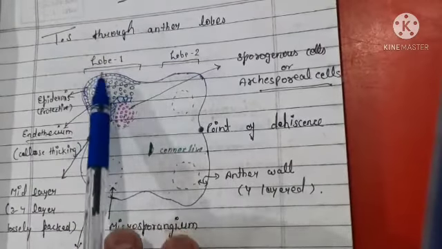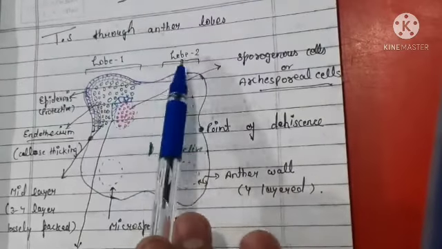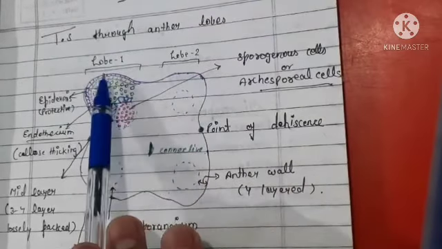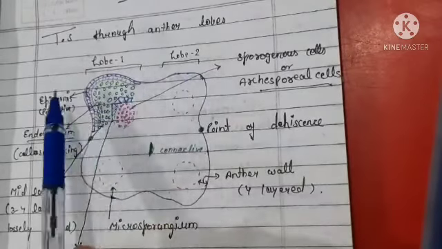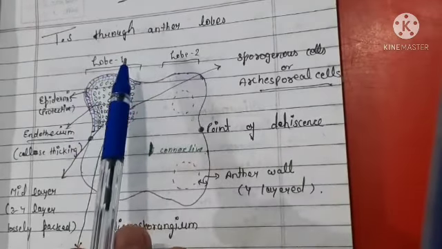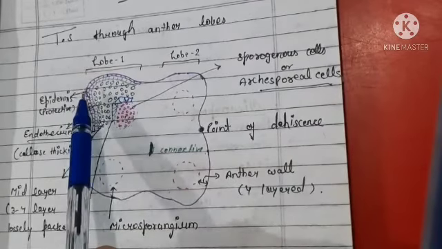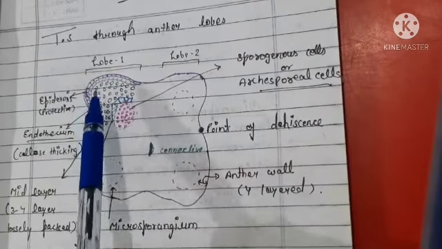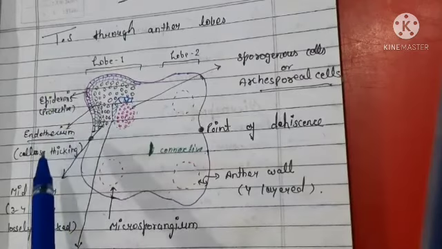There are 2 lobes here, left and right lobes. That means anther is bilobed. In the outer layers, there are four layers. Anther has 4 layers. The outermost layer is called epidermis, that is protective in nature.